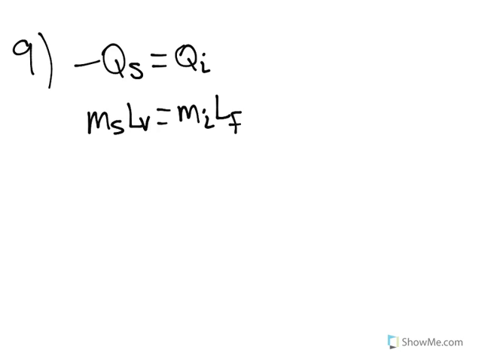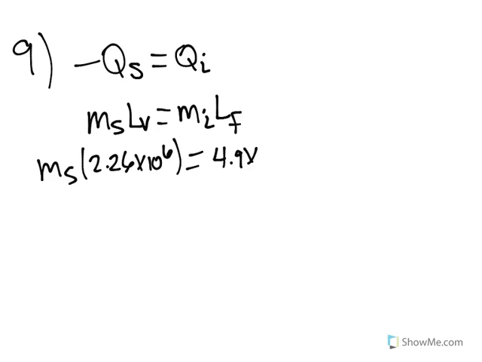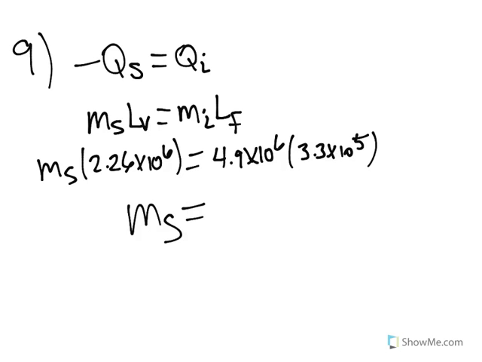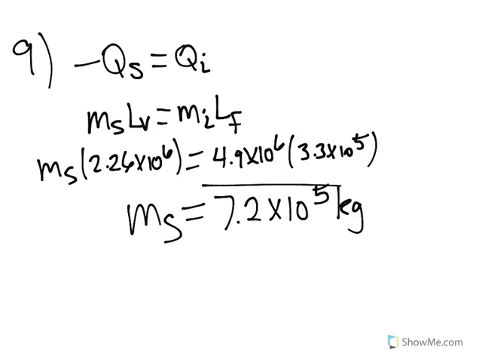And so the mass of the steam is what we're looking for. The latent heat of vaporization is 2.26 times 10 to the 6th. The mass of ice that's given to me is 4.9 times 10 to the 6 kilograms. And that latent heat of fusion is 3.3 times 10 to the 5th. So when I multiply on the right and divide by the latent heat of vaporization, the mass of the steam that's required is actually just 7.2 times 10 to the 5th kilograms of steam.